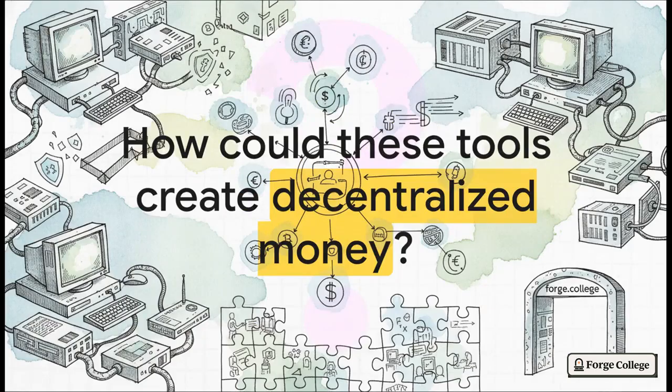Which leaves us with this provocative thought. How could these clunky, isolated 90s privacy tools be optimized, automated, and combined to finally create decentralized digital money? Well, that is exactly the puzzle we're going to be piecing together in our next explainer on digital currency.